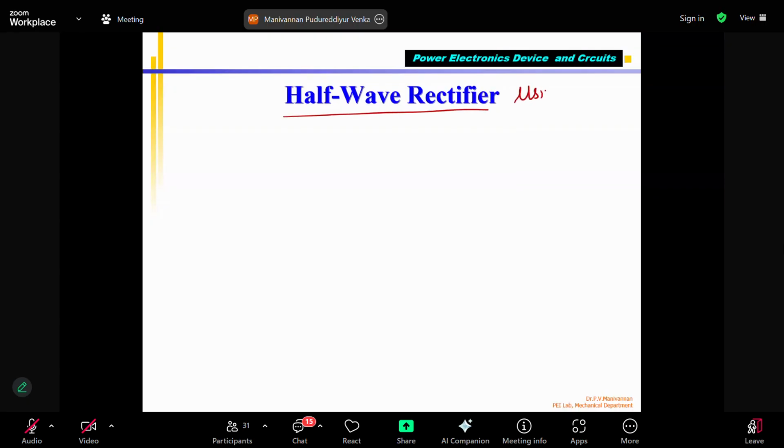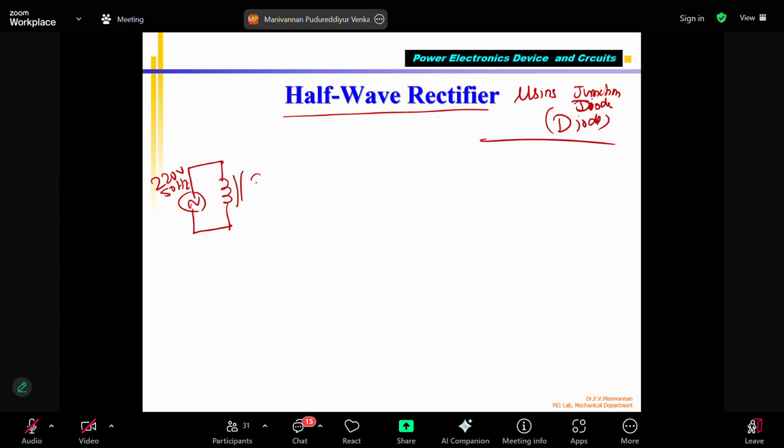Now, the rectifier using a junction diode. Generally, it is called a junction diode. Simply we call it a diode. A diode is a semiconductor, which is called a PN junction. P-type is this one. So the circuit diagram for a simple half-wave diode rectifier is a transformer supplied with an AC input, say 220 volt, 50 hertz, single phase. This is a transformer, and I put a diode like this, then connect it to a load RL.